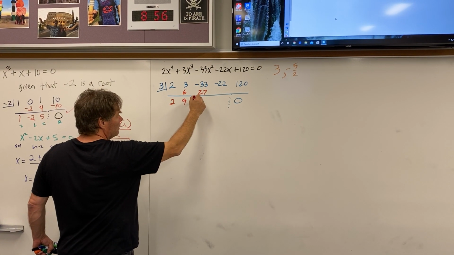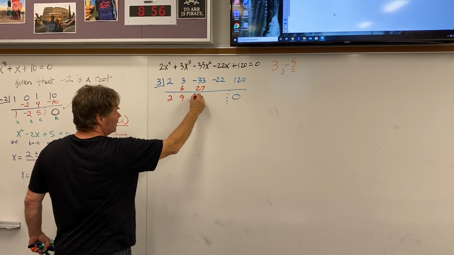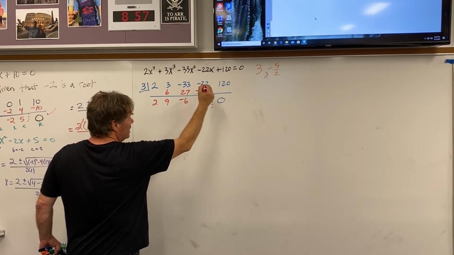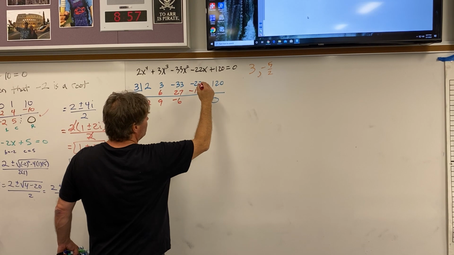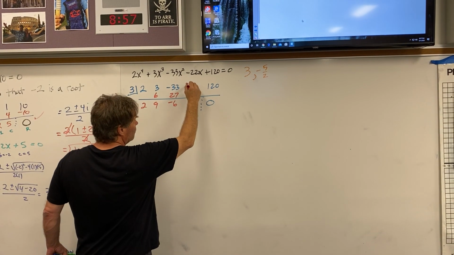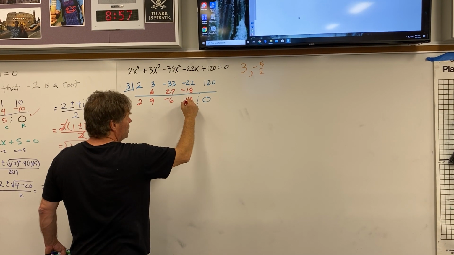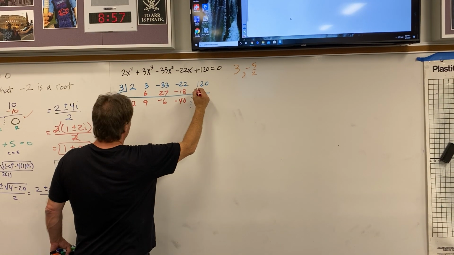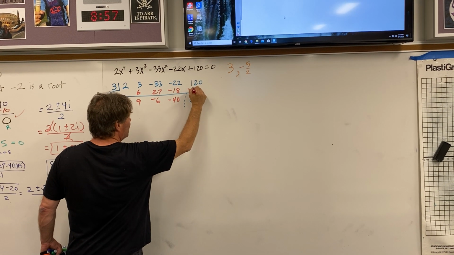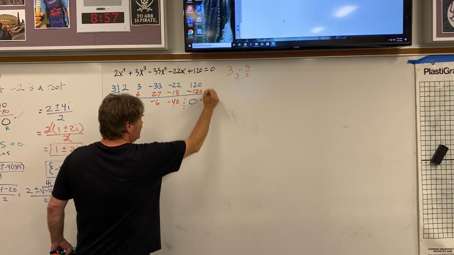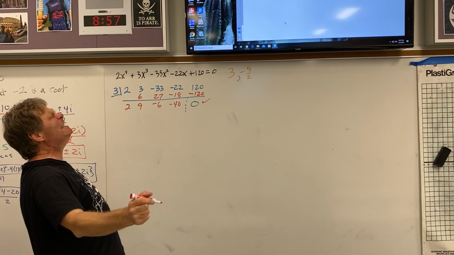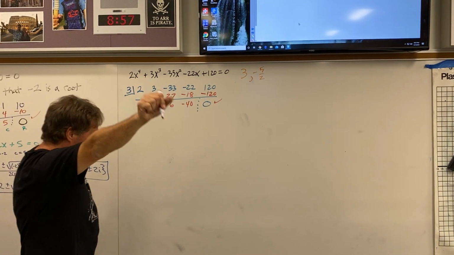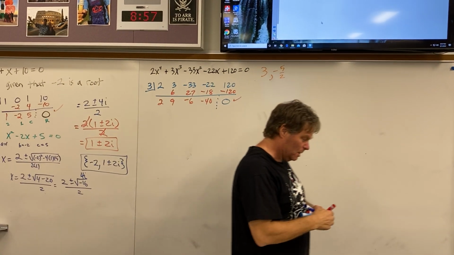Negative 33 and 27 is negative 6, negative 6. This and this is negative 18. That's going to be 10, carry the 1, 2, 3, 40, negative 40. Oh, I was getting worried, but look, negative 40 times 3 is negative 120, 0. Cha-ching! Yes! Okay, so there we go.